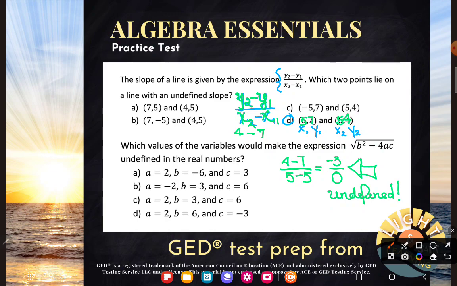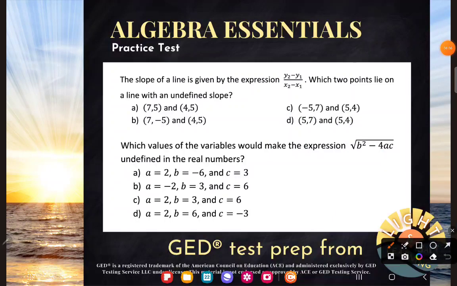So I did it the short way. I did it the long way. Either way, correct answer here. That's D.